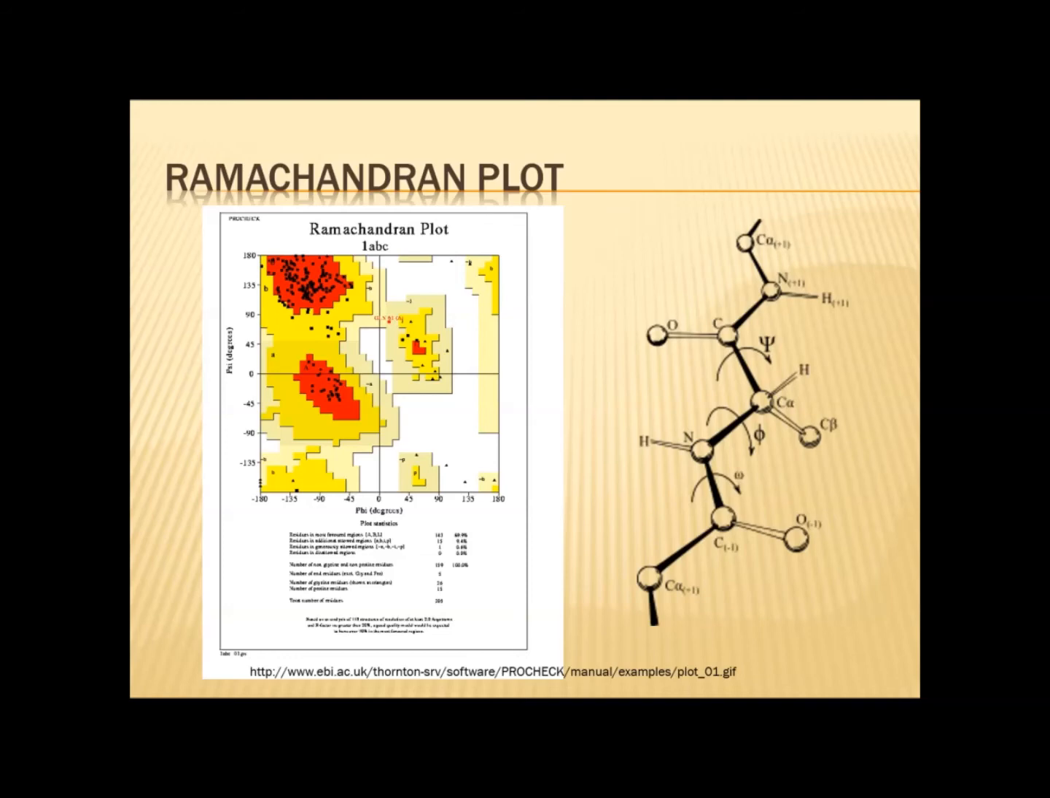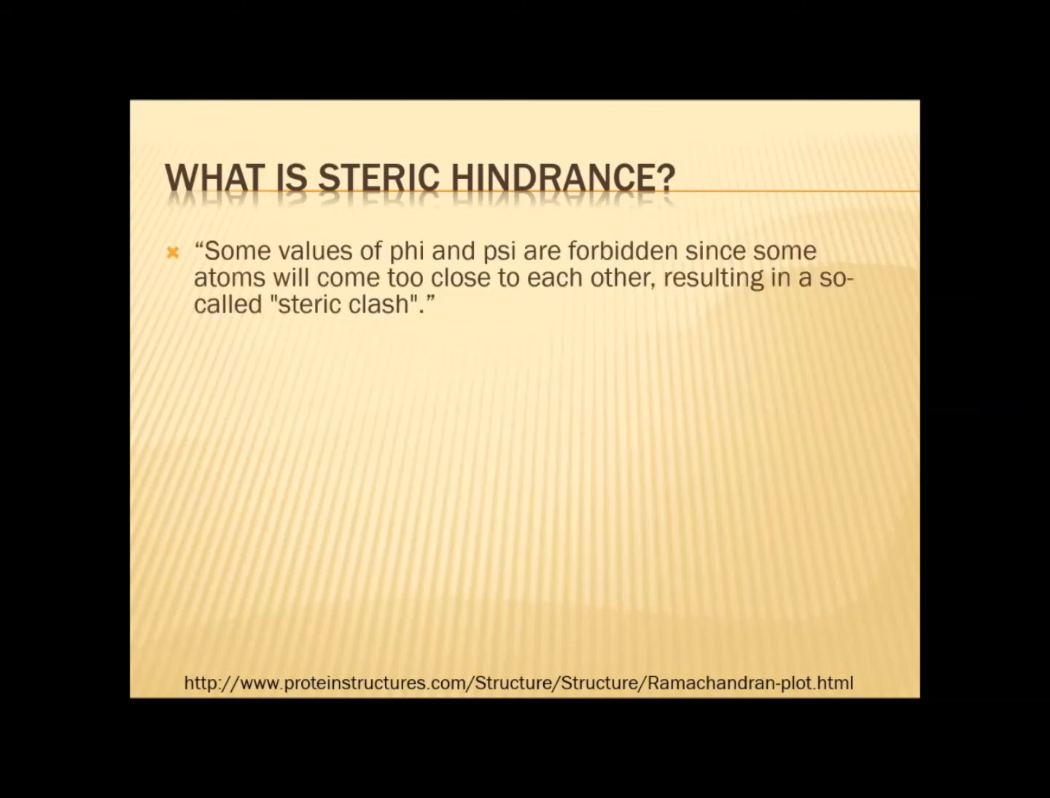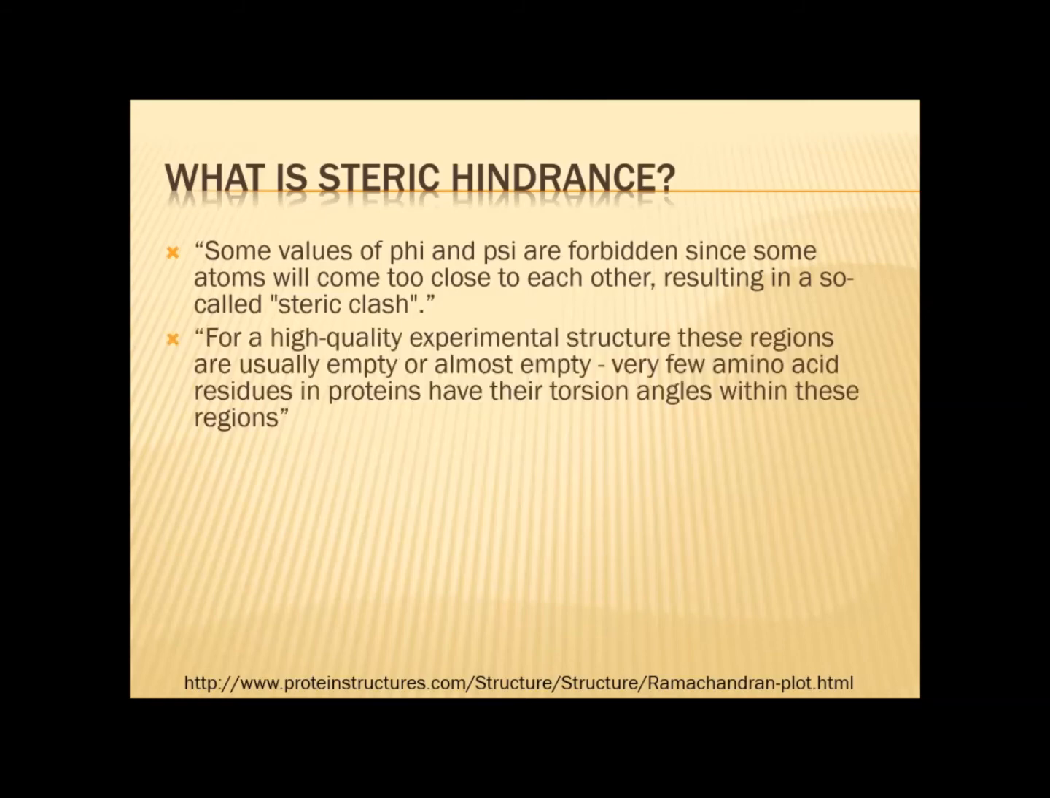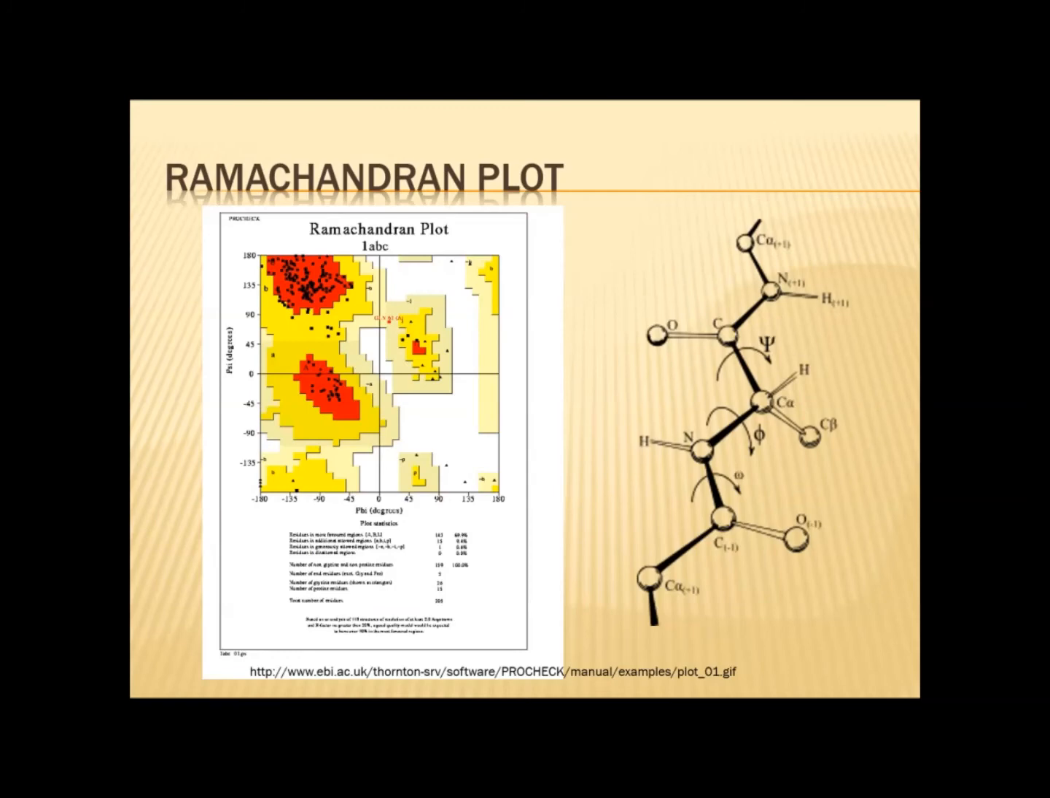So, for example, if you think in terms of what kind of structure a compound adopts, it adopts a structure in such a way that the heavy atoms are always on the opposite side, like trans, as opposed to on the same side, because of the steric violations. Again, what is steric hindrance? Some values of phi and psi are forbidden, since some atoms will come too close to each other, resulting in what is called a steric clash. For high quality experimental structures, these regions are usually empty or almost empty. That is these regions.